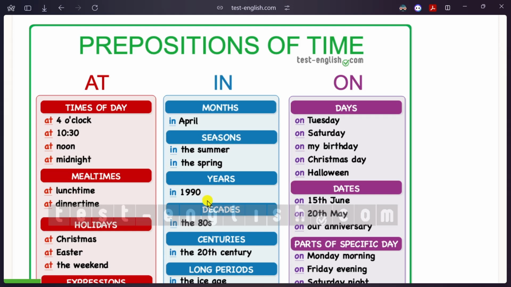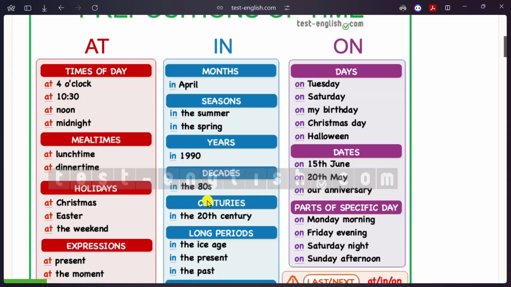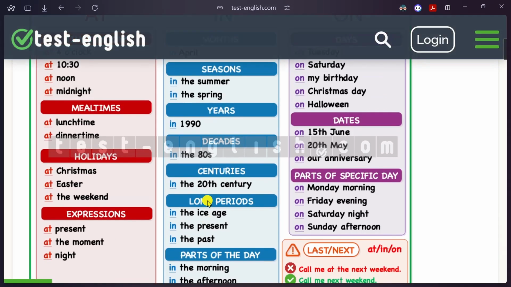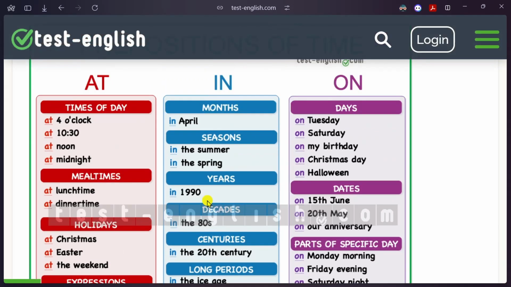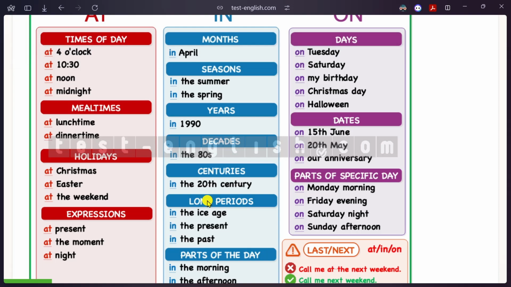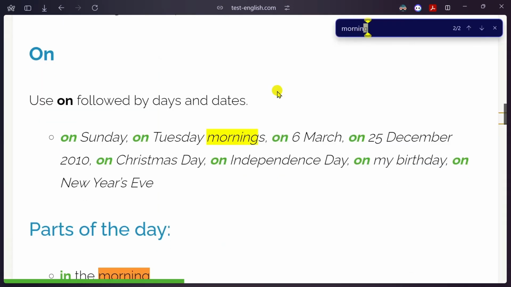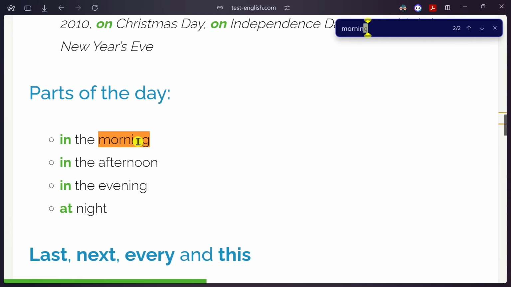Yeah, it depends. Like in the morning, meaning inside that period of time. In the morning, in the morning. Where is morning over here? We say in the morning, not at the morning. Yeah, I don't see in the morning over here. You see? Morning. On Tuesday mornings, okay. Parts of the day, in the morning, at night.